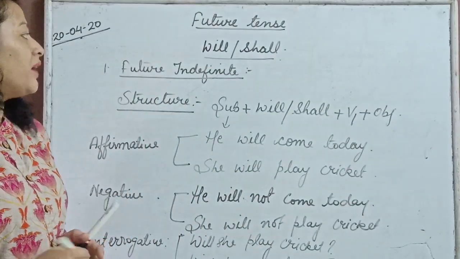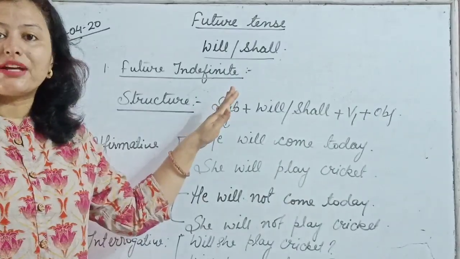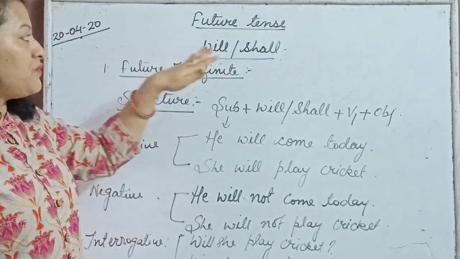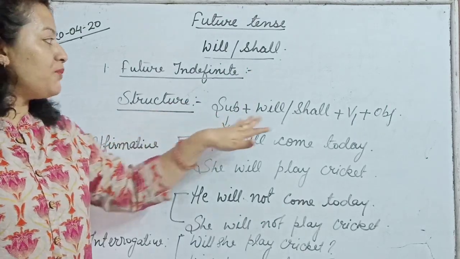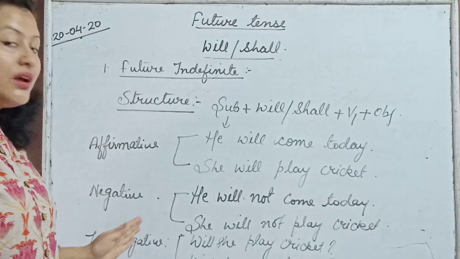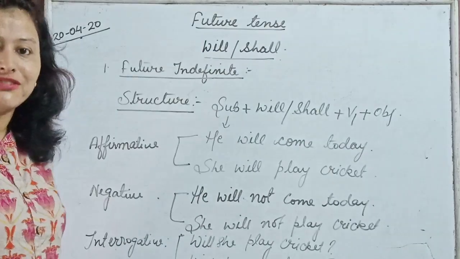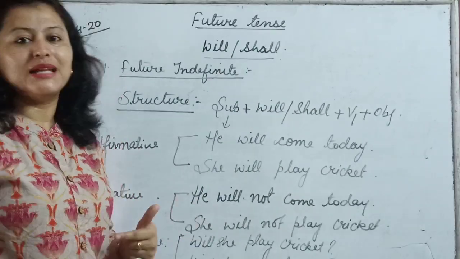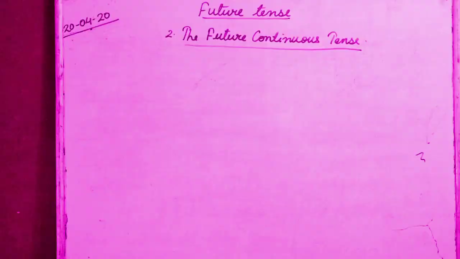So this is our future indefinite, used to denote the future actions which are likely to happen in the future. The words which we will use with it are will and shall. Structure: subject, will or shall plus V1 plus object. And here are our three categories: affirmative, negative and interrogative. I hope it must be clear to you. Let us move to the second part.